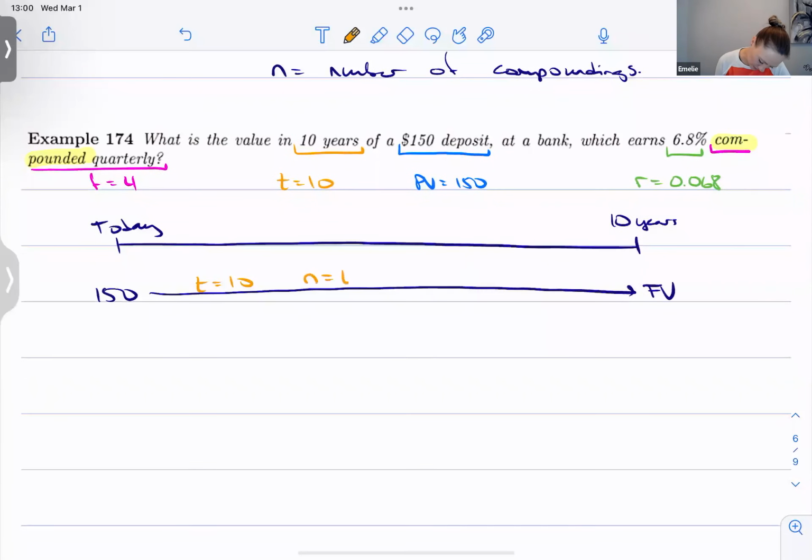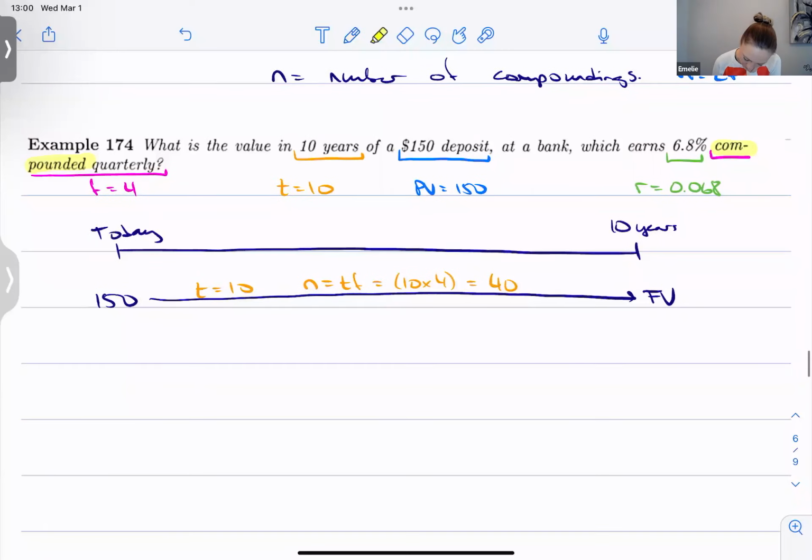So N is the time times the frequency, which is 10 times 4, which means in 10 years, I would have 40 compoundings. But this part is all you really need, because you'll have T in your calculation there.